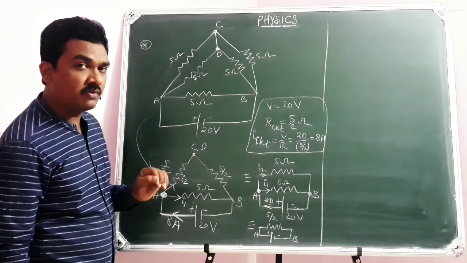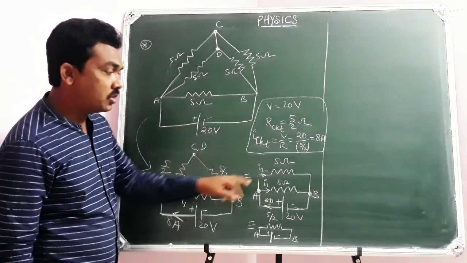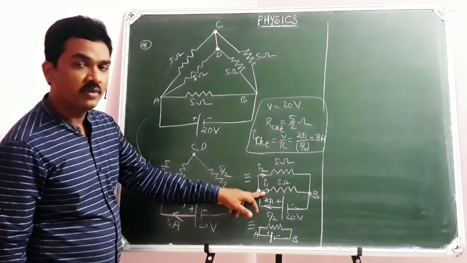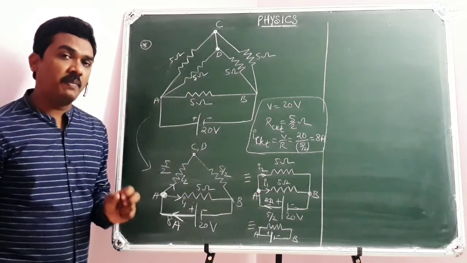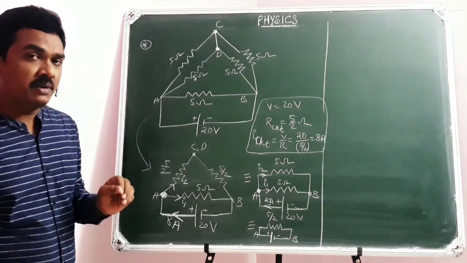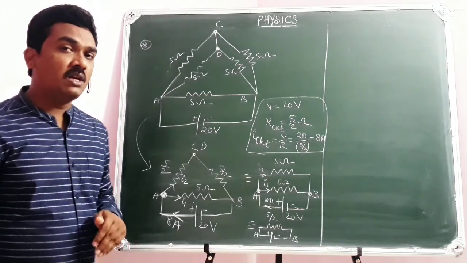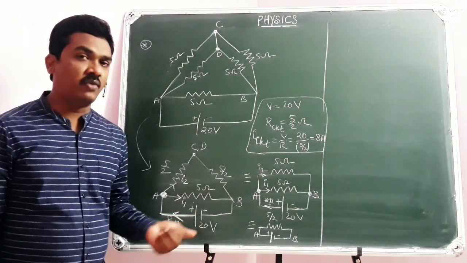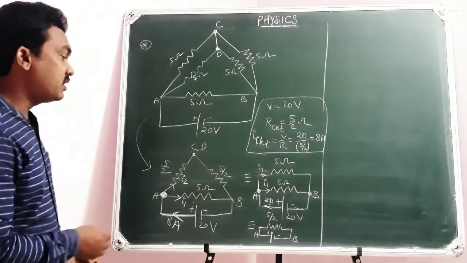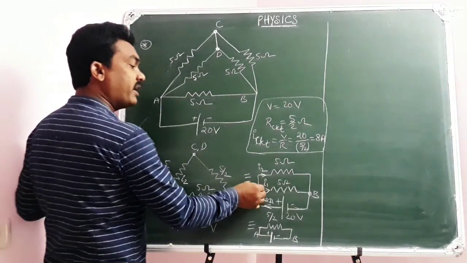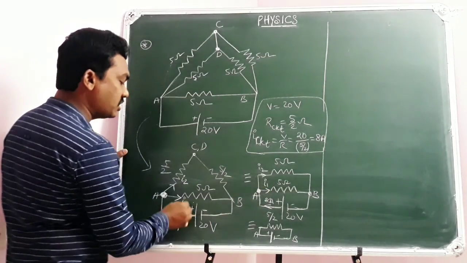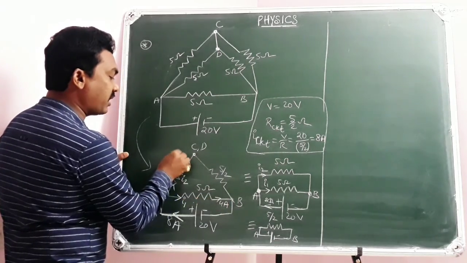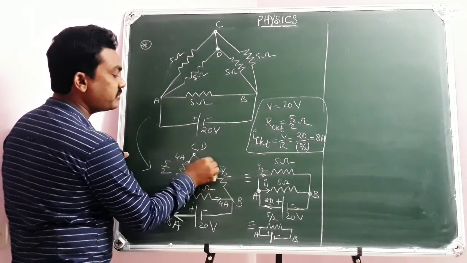Means current is dividing across two resistors which are in parallel, that is 5 ohm each. You know, in the case of a parallel combination, current will be distributed in the inverse ratio of their resistances. Means 1 by 5 is to 1 by 5, which is equal to 1 is to 1. It means the current will be divided as 4 amperes each. In this path 4 amperes and in this path 4 amperes of current.